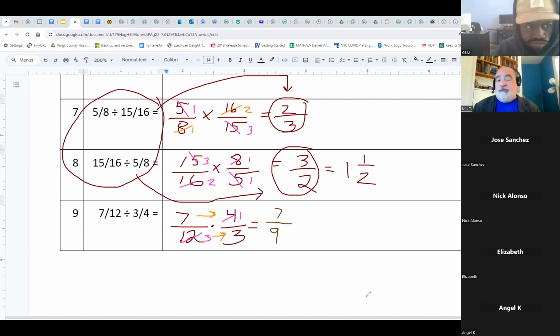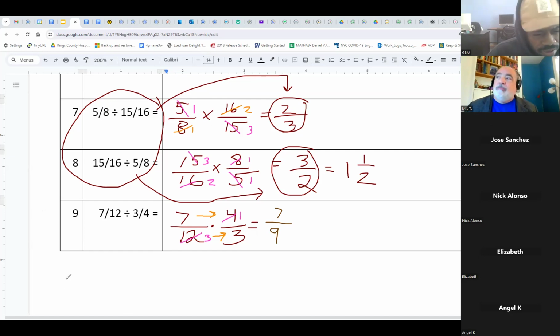2, 3, 5, 7, 11, 13, 17, 19, 23, you know, there's a bunch of numbers like that. There's an infinite number of numbers actually that are called primes, and they're only divisible by themselves and 1. 7 is one of those. Great. Any questions on this before we move on?